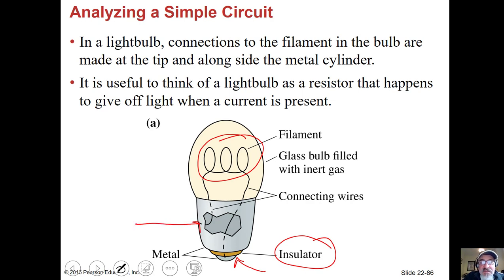One is actually connected to the side part of the wire. So when you connect this to a battery, that's the connection you're making. One part of the battery connects here. One part connects here. Maybe through wires, though, or maybe through the socket that you actually put it into. And you make the connection that way.